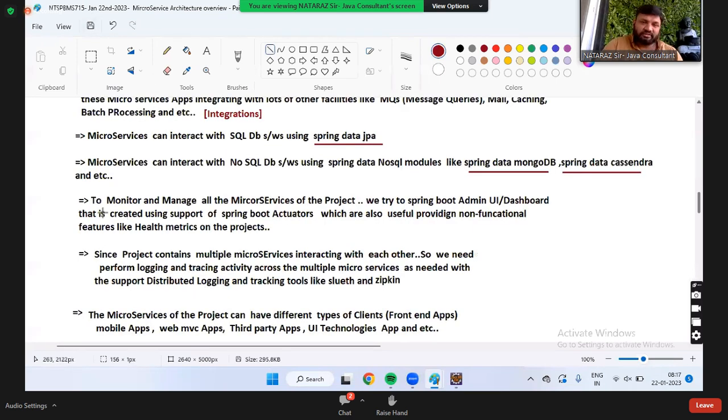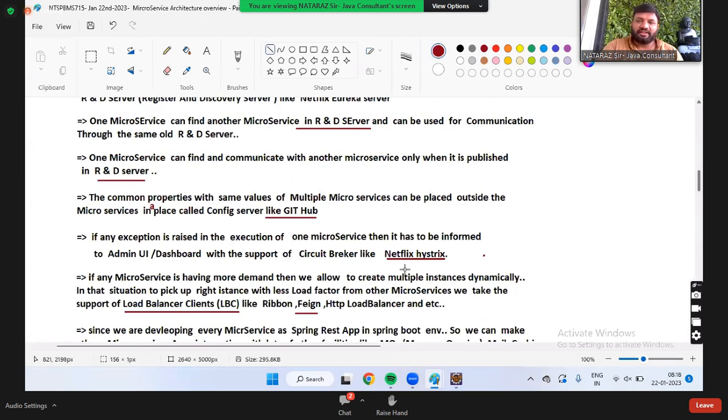Super, boss. To monitor and manage all the microservices of the project. Understanding my statement? Shan Sharma is asking a question.